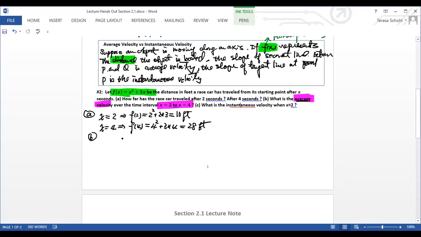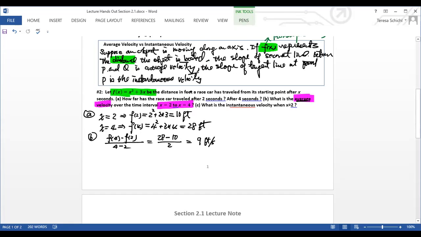So first we say, okay, we travel from f of 4 to f of 2, so the 4 minus 2 seconds here. So you travel the 28 minus 10 in 2 seconds. So what is that? That will be 9 feet per second. Okay, so this will be the 9 feet per second here.